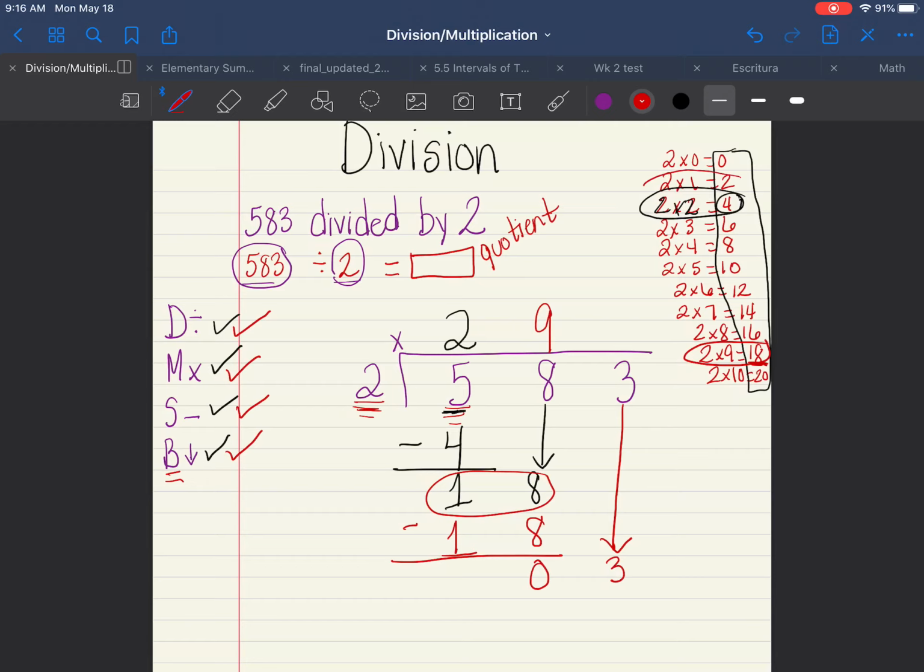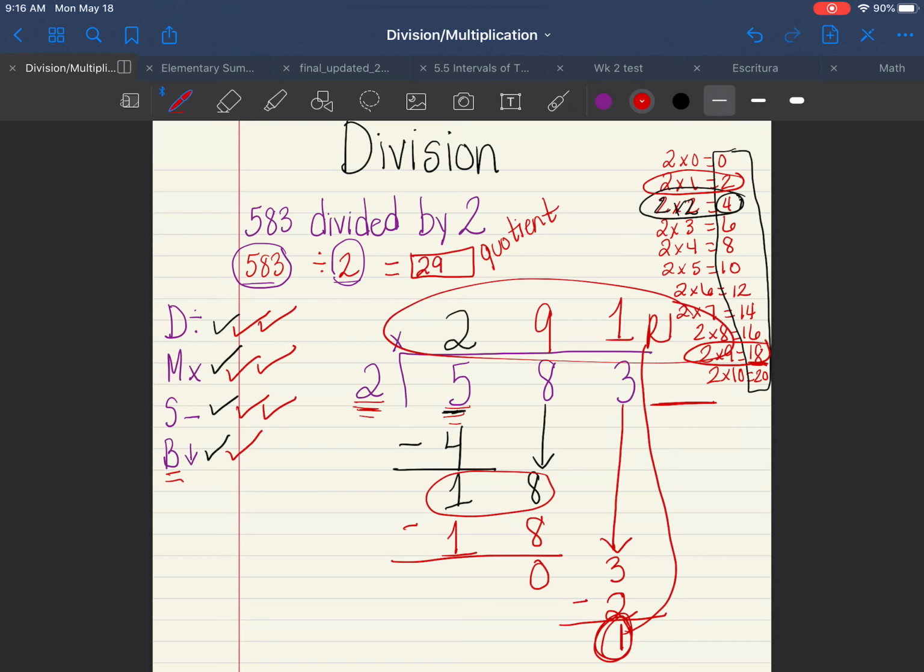And the last step is to bring down. Bring down the last digit, which is going to be a 3. 2 times what equals 3? That's actually going to be up here because we don't have a 3. So it'll be 2 times 1. Make sure to, I'm sorry, I forgot to put the check mark, divide. So we multiply 2 times 1, that equals 2. Make sure you write it down. Subtract: 3 minus 2 equals 1.